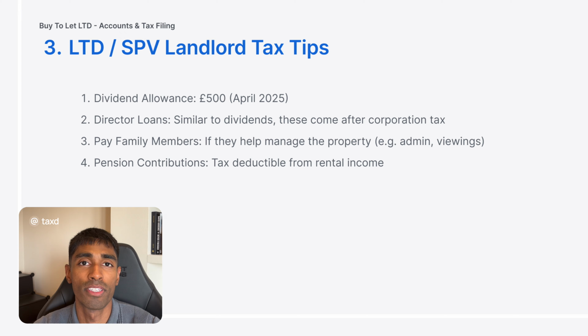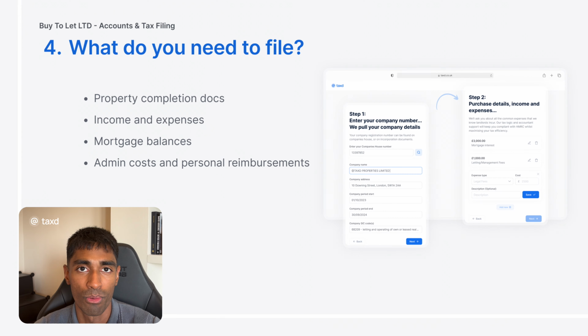Lovely, so before we jump into the practical demo of filing the accounts and the corporation tax, what do you actually need to file? You'll need your completion statements for any properties that you've purchased within the accounting period. You'll need your rental income and expense breakdowns. We'll also need to know the outstanding mortgage amount at the accounting year end, as well as the company bank balance at the accounting year end too.